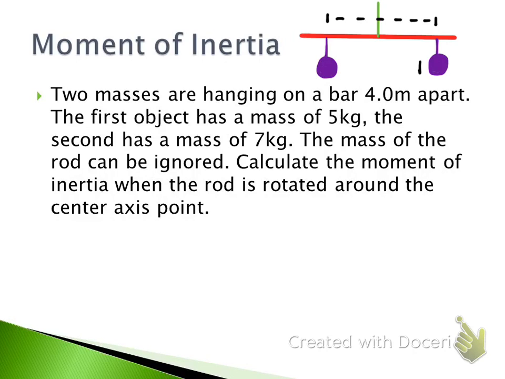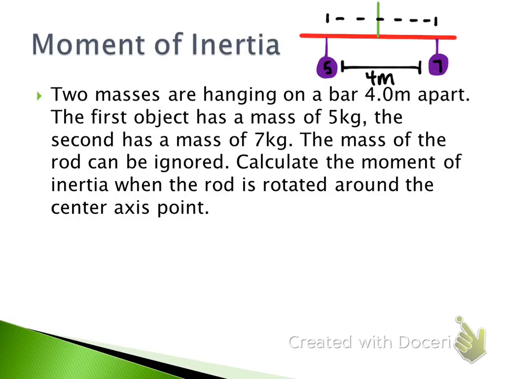Okay, the masses themselves are 4 meters apart. The mass on the left has a 5 kilogram mass. The mass on the right has a 7 kilogram mass. When it says the mass of the rod can be ignored, where does that mean that our mass is going to be distributed? Just on the outside, right? We don't care about the rod itself. We just care about the masses that are on the ends there. Okay, so the mass is going to be distributed on the outside.